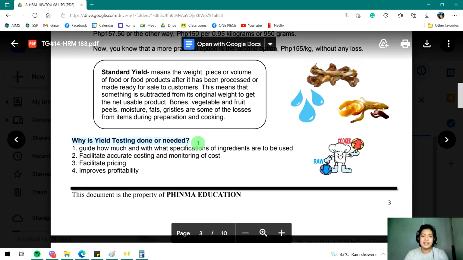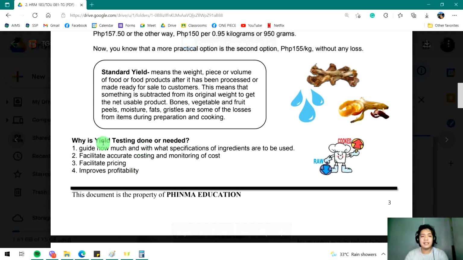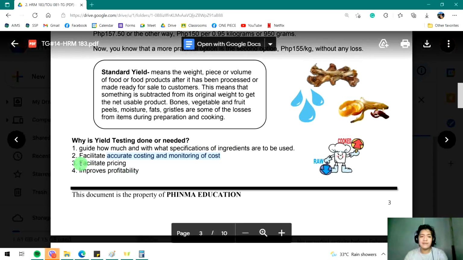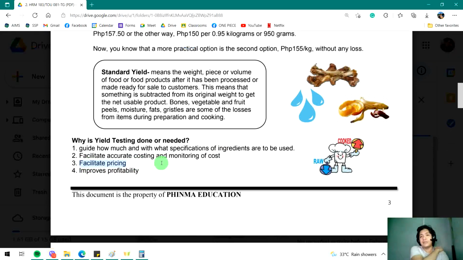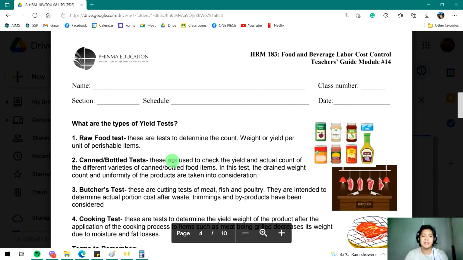So, why is yield testing done or needed? Guide how much and with what specification of ingredients are to be used. Facilitate accurate costing and monitoring of cost. This is one essential thing why we do standard yield. We also have here facilitate pricing, of course. Kailangan natin din i-take into consideration ang wastage natin. And improve profitability. So all in all, regarding financial statements pa rin siya.